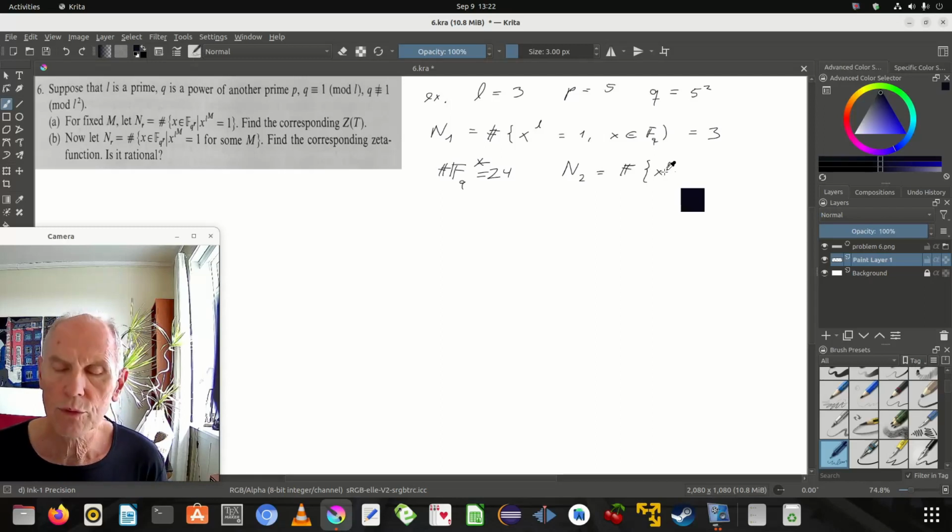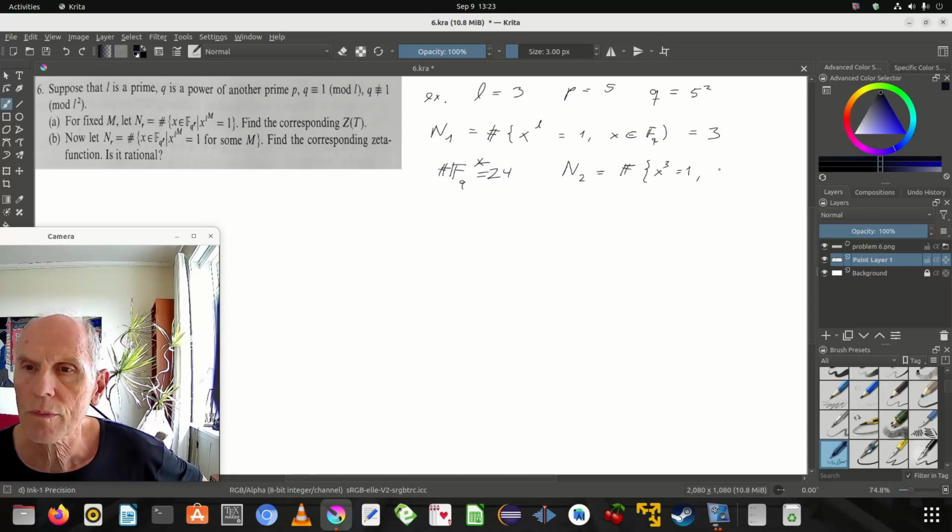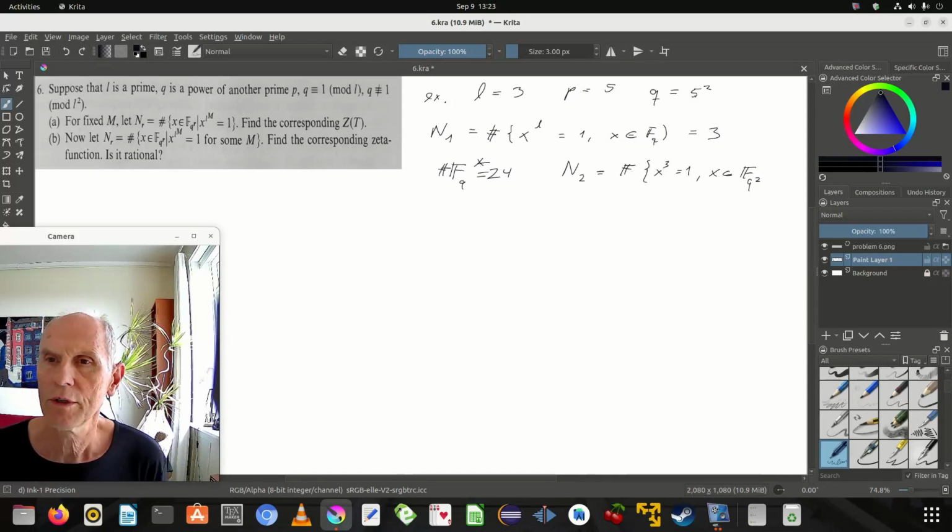X to the 3rd equals unity for X in FQ squared, which is F5 to the 4th. And we have 3 all the way through here. All right, that was one example.